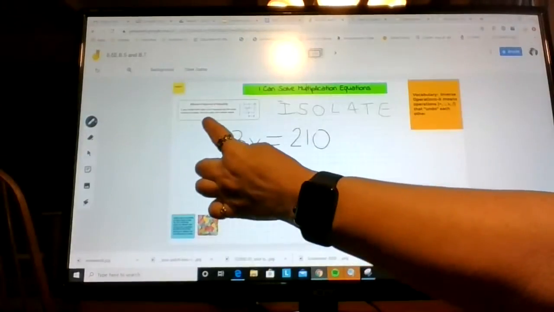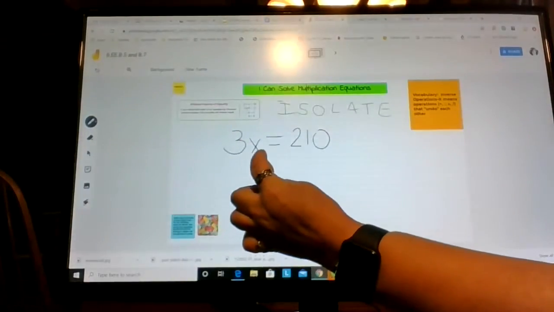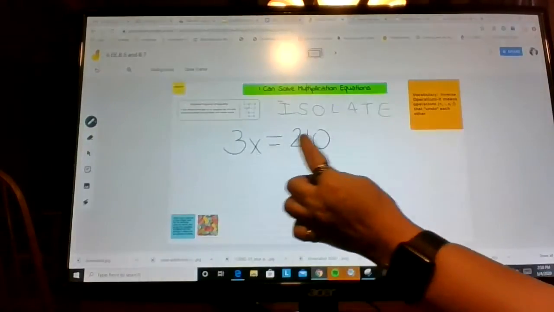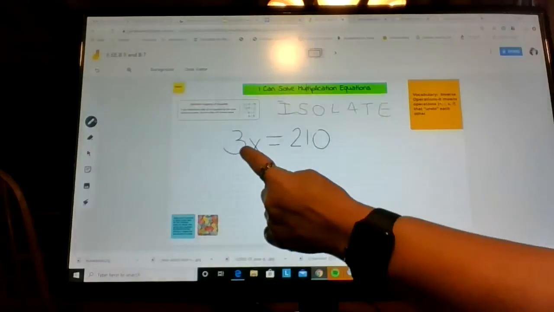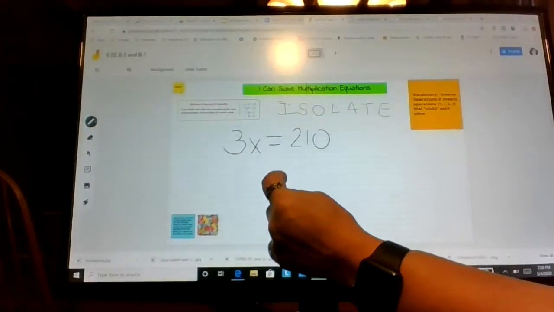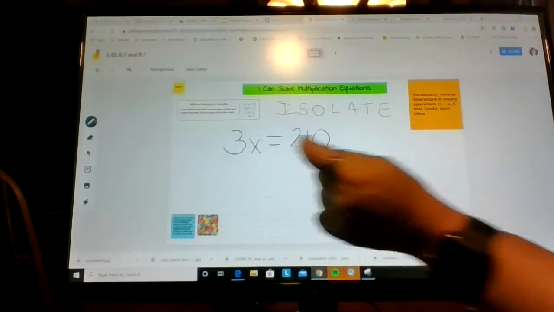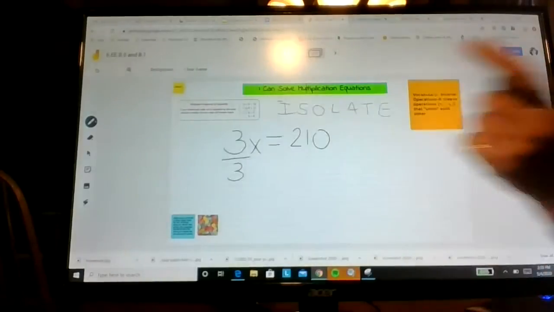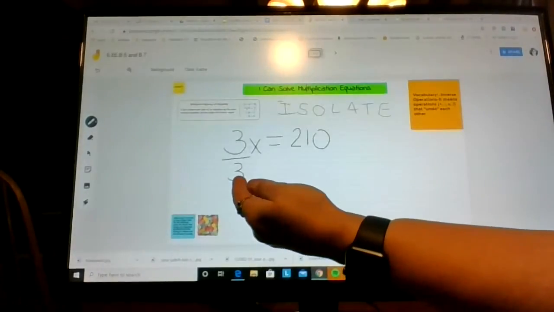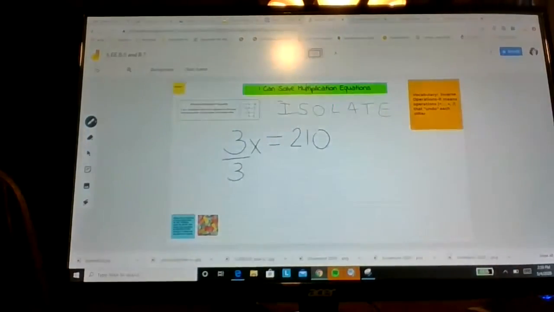So I'm going to take this property and divide both sides by 3 because this is multiplication. The opposite, the undo, the inverse operation would be to divide. So I'm going to divide by 3. I'm going to make it like a division sentence here. That means divide by 3. Whatever I do to one side, I have to do to the other side to undo.